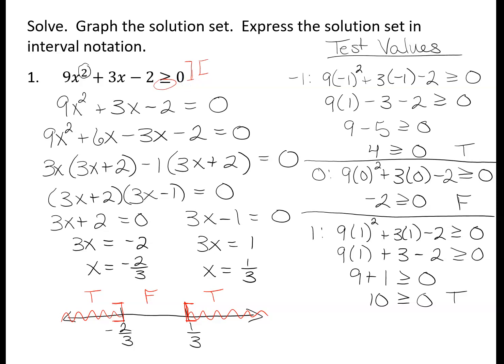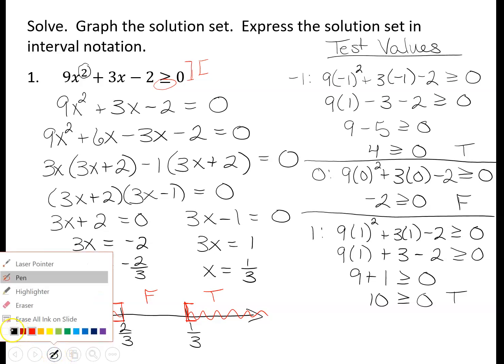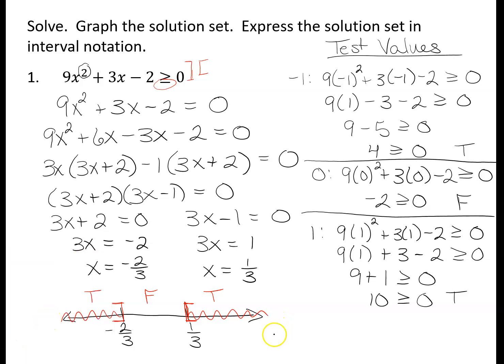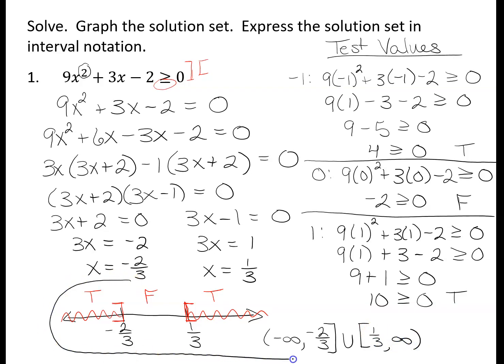Okay, and then the last step, write the interval notation for the shaded region. So we'll start at the left. It's negative infinity all the way to negative 2/3. Use your square bracket there, just like on the graph. Union, and then square bracket 1/3 to positive infinity. So all of this represents our solution set. We've shown it 2 different ways. We've showed it graphically and using interval notation.